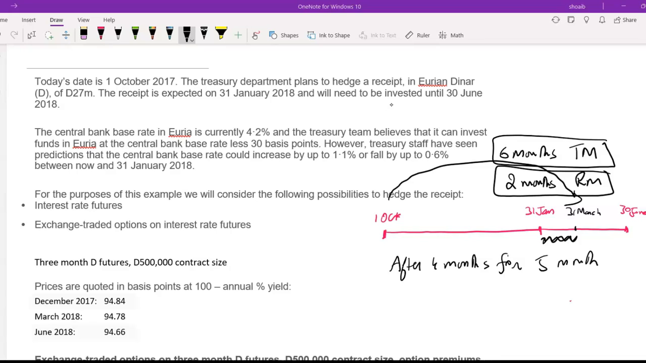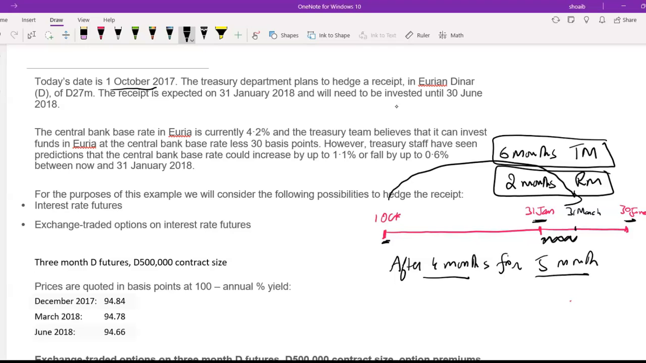I will request everyone, the number one task which you have to do in interest rate risk management: write all these months and make a timeline. What I have done: today is 1st October. We will receive the amount on 31st January, and we will invest till 30th June. We receive the amount after 4 months, and we invest from 31st January to 30th June for 5 months.